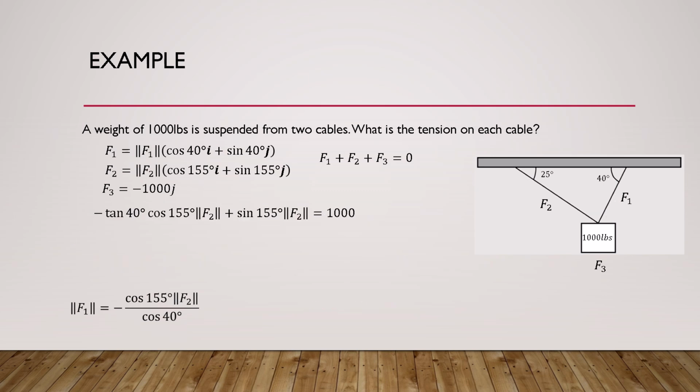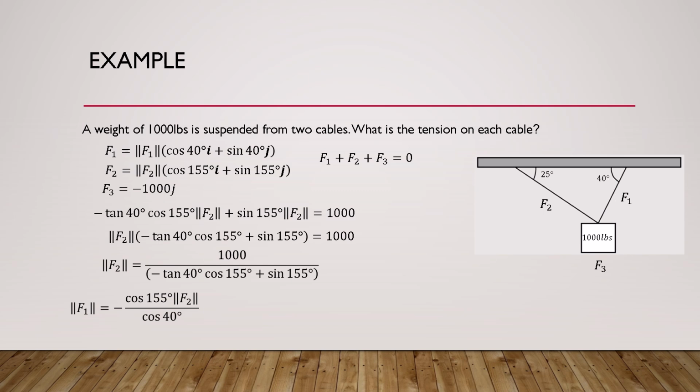Factor the magnitude of F2 out of the equation to get it times the quantity of negative tangent 40 degrees times cosine 155 degrees plus sine 155 degrees equals 1,000. Next, divide the parentheses out so that the magnitude of F2 equals 1,000 over the parentheses part of the equation. This calculates to 845.24 pounds. Next, go back to the first equation, the magnitude of F1 equals negative cosine 155 degrees times 845.24 divided by cosine 40 degrees. This calculates to the magnitude of F1 equal to 1,000 pounds.